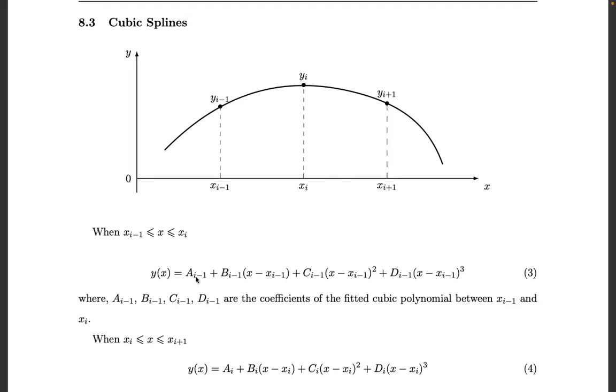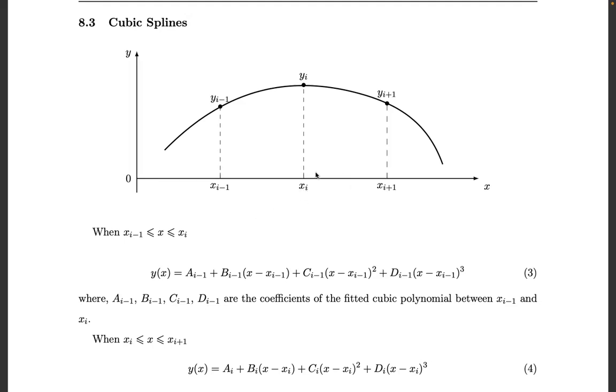y(x) equals a_{i-1} plus b_{i-1} times (x minus x_{i-1}) plus c_{i-1} times (x minus x_{i-1}) squared plus d_{i-1} times (x minus x_{i-1}) cubed. You can see the power of 3 here. a_{i-1}, b_{i-1}, c_{i-1}, and d_{i-1} are coefficients of the fitted cubic polynomial between x_{i-1} and x_i.